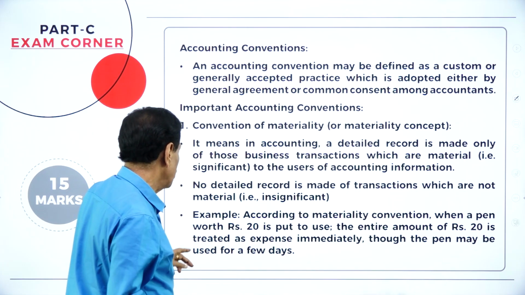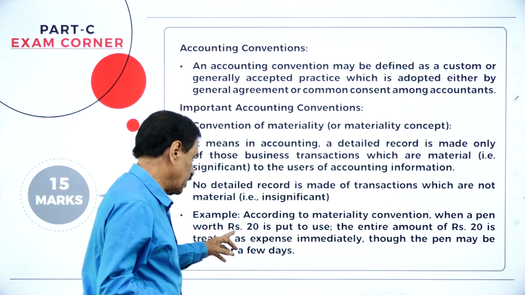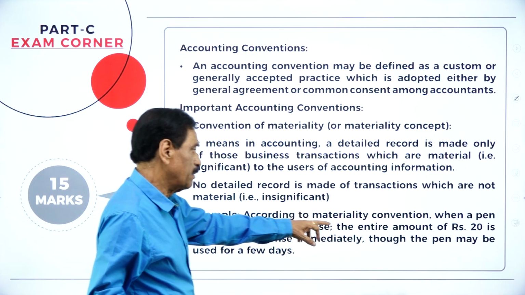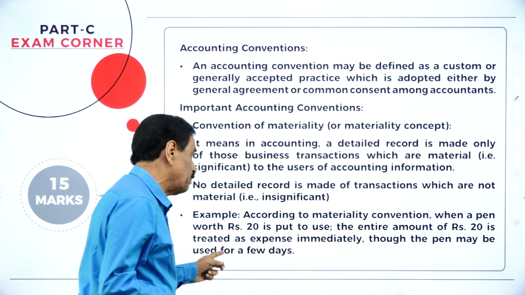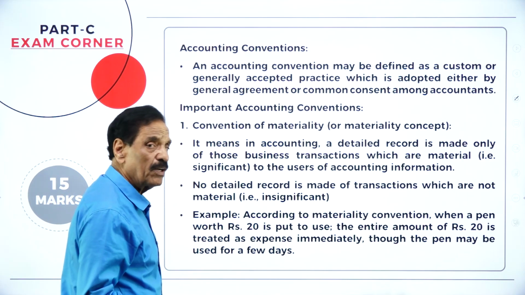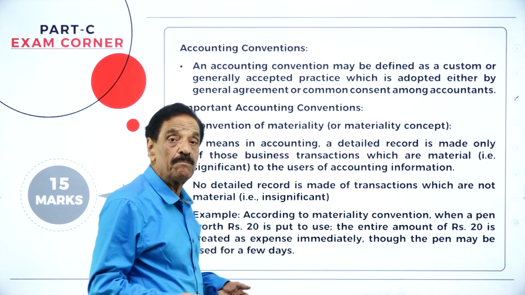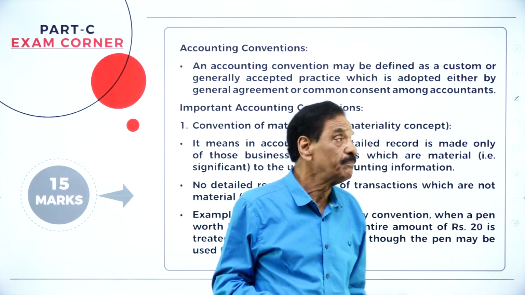Just take the point. Example: according to this materiality convention, when a pen worth rupees 20 is put to use, the entire amount of 20 is treated as an expenditure immediately. You purchase a pen for rupees 20. When you pay the 20, it is considered an expenditure, though the pen may be used for a few days. It is an expenditure for you.